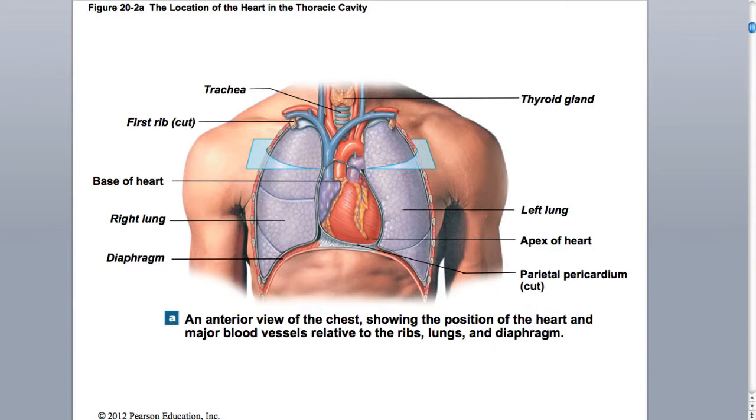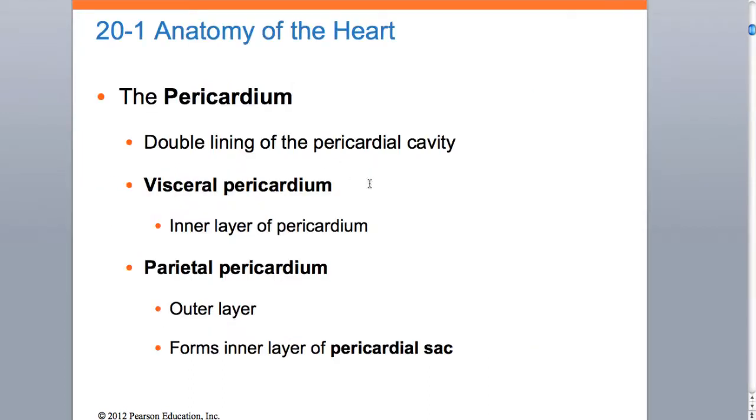Next slide. The next slide is talking about the pericardial sac. Now, of course, when you have a pouch, you have an outside cover and an inside lining. Well, in this slide, we're going to see a term called parietal pericardium. That is actually the outer part of the pouch. Then we have a term called visceral pericardium.